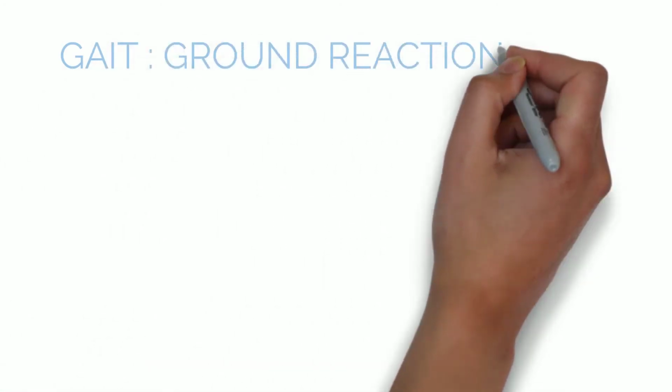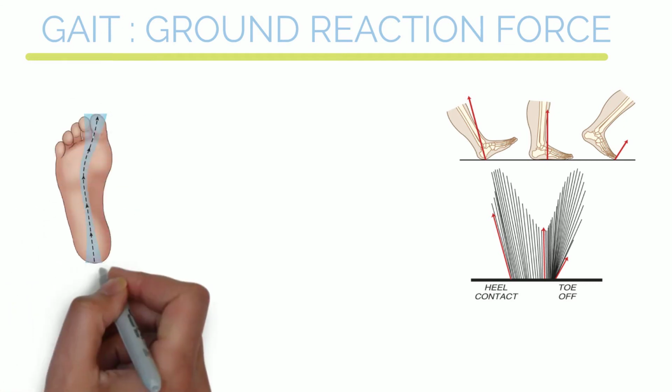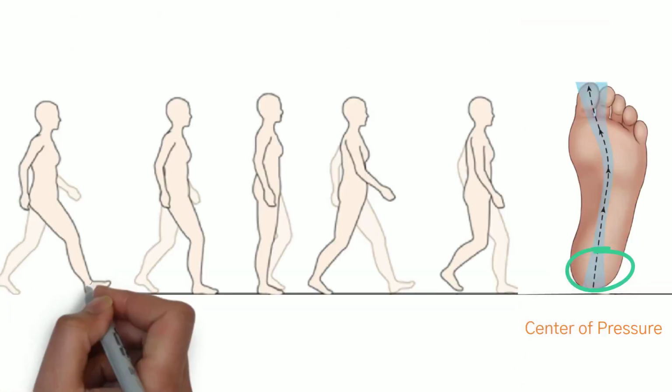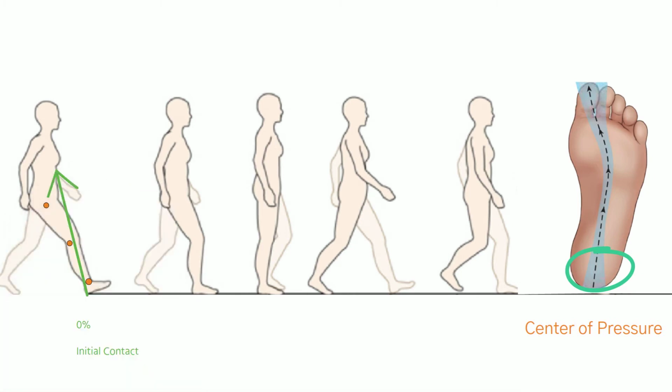Hello, let's examine the ground reaction force and its path during the stance phase of the gait. At initial contact, the lateral calcaneus contacts the ground. Thus, the ground reaction force is posterior to the ankle joint. The knee is extended, so it lands anterior to the knee and also anterior to the hip.